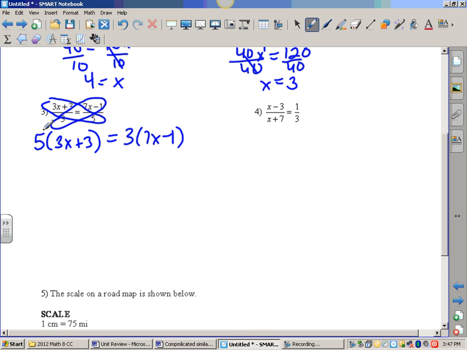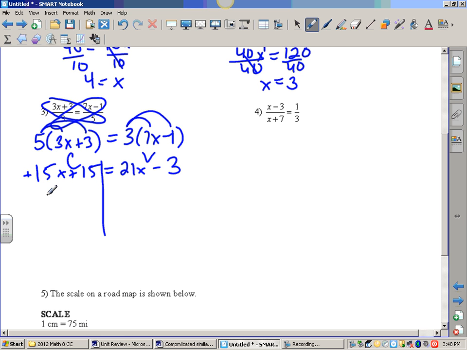This is multiplication. You're multiplying one term by two terms. A monomial times a binomial. You get 15x plus 15 equals 3 times 7 is 21x. 3 times negative 1 is negative 3. Variables on both sides. So I'm going to bring my variables on the right and my constants on the left because 21x is larger than 15x. Constants only, that 15 has got to go. It is positive 15, but the positive is assumed. So we're going to subtract the 15x over.